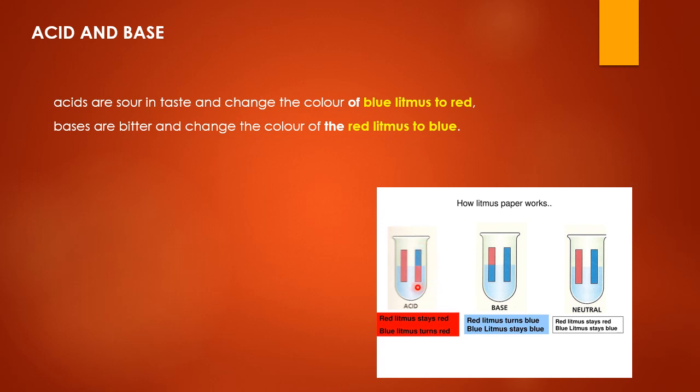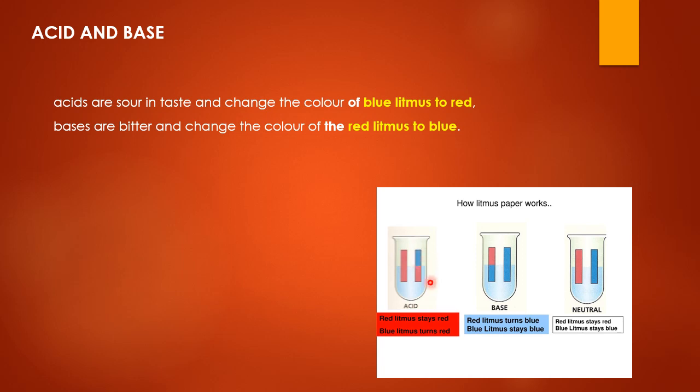Here you can see that there are three beakers. In the first one, acid is filled. In the second one, base is filled. And in the third one, a neutral substance is there. How can we say that it is acid, it is base, or it is neutral? You can see it clearly over here that in this beaker, a solution is there in which two litmus papers are kept. One is red and one is blue. We can see that red litmus paper does not change its color, while the blue litmus paper turns red.